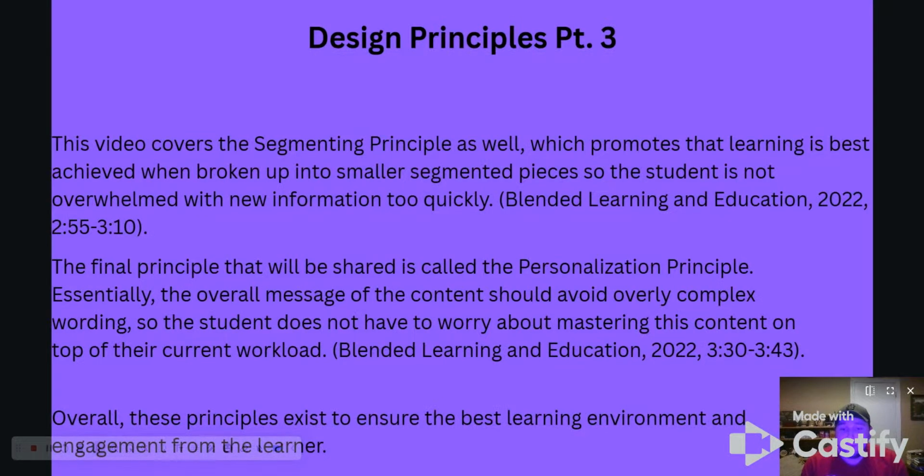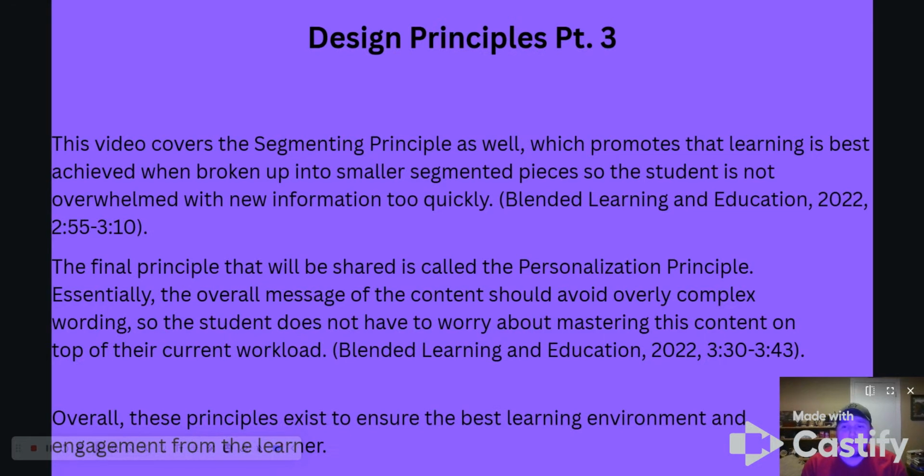And moving on to this last portion of this part, the principles part 3. This video covers the segmenting principle as well. This principle promotes that learning is best achieved when broken up into smaller segments or chunks, and mostly to not overwhelm students with too much information.